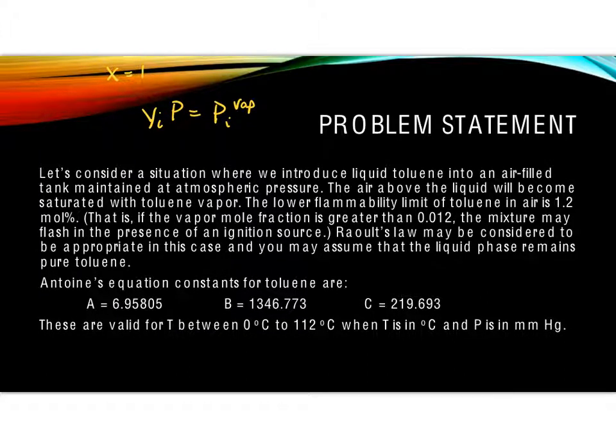For this, it's only going to apply to the toluene, right? It only applies to the concentrated material in the liquid phase. So this only applies to the toluene. So Antoine's equation constants for toluene are given here, and these are valid between 0 and 112 degrees C.